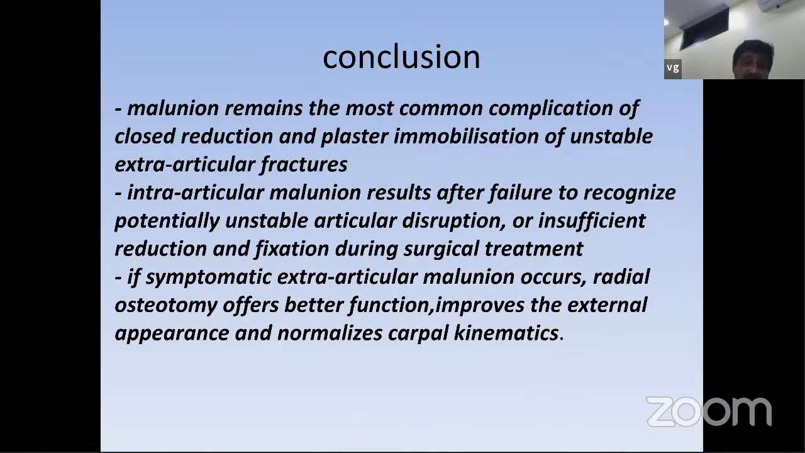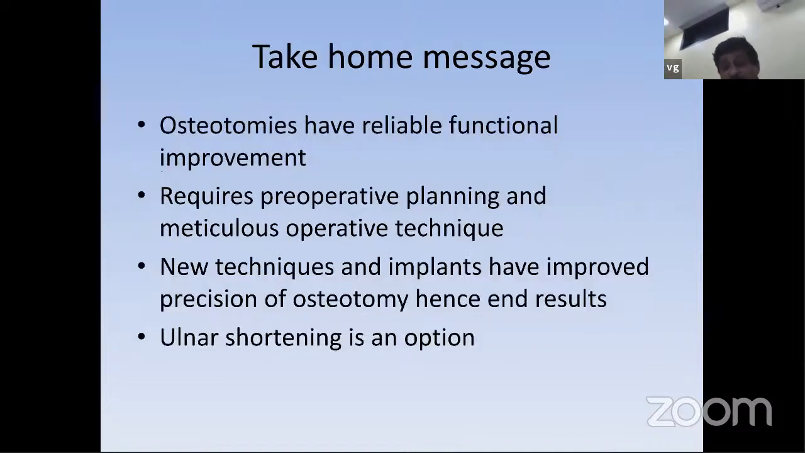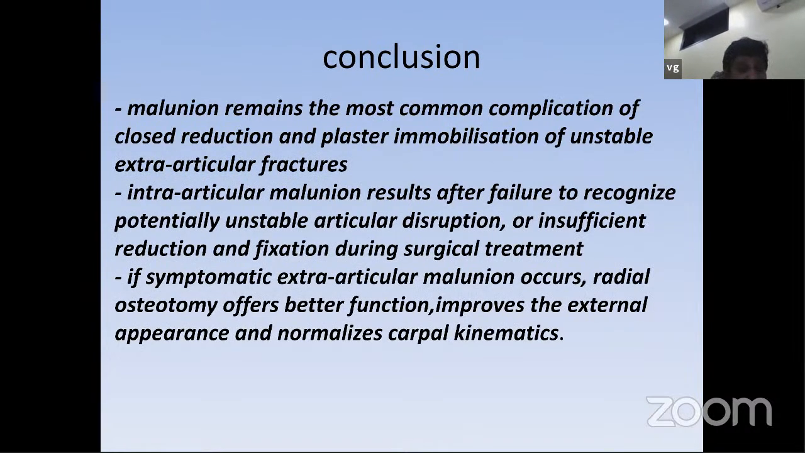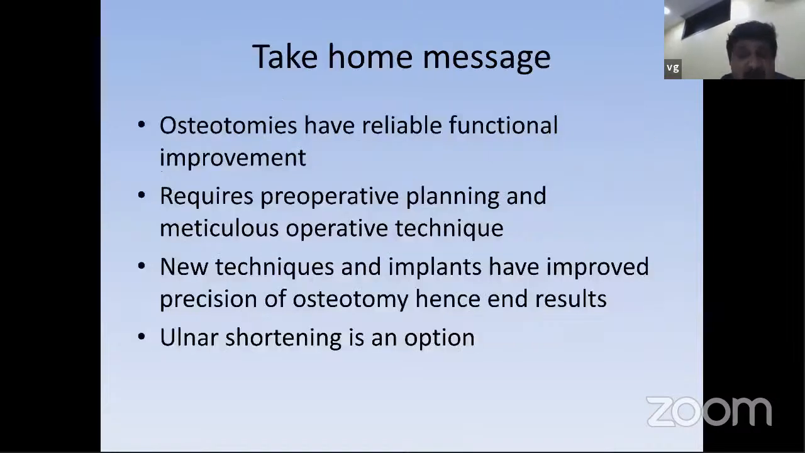So in conclusion, we'll say malunion is the most common complication of closed reduction of distal radius fractures, especially extra-articular ones. Intra-articular malunion results from a failure of recognition, or if there is insufficient fixation, then there can be failure of surgical treatment also. So osteotomy offers the best results in cases of malunions, so that it gives a normal kinematics, which, if abnormal, can later result in arthritis.